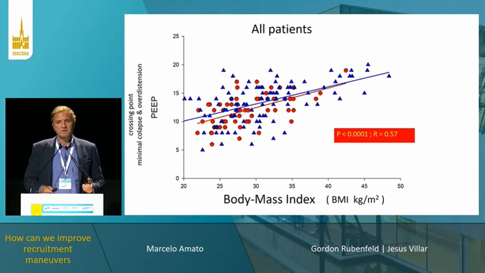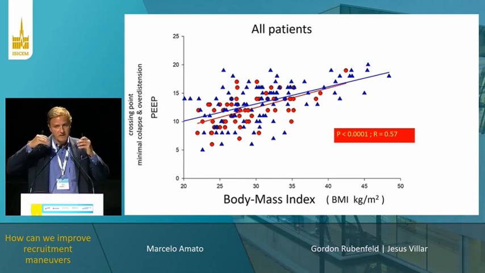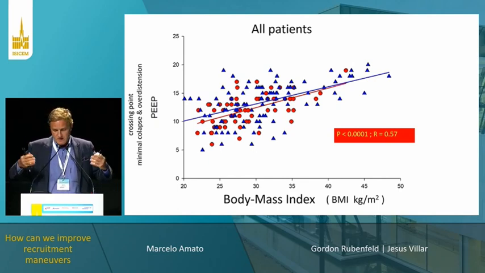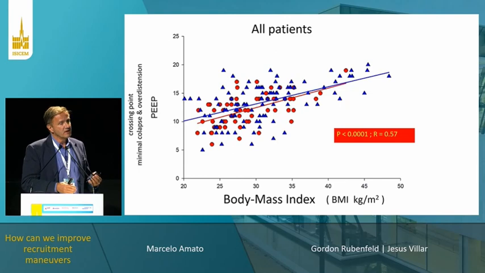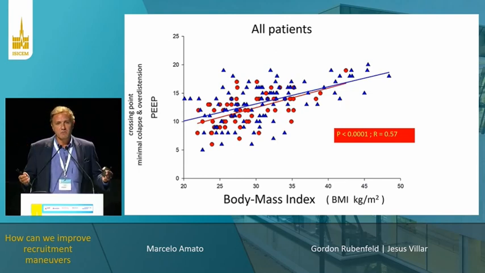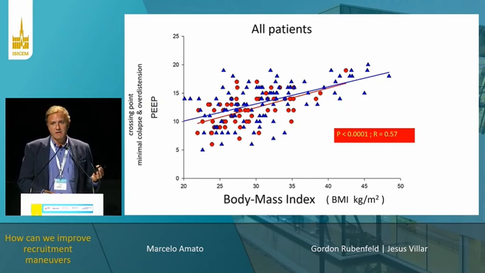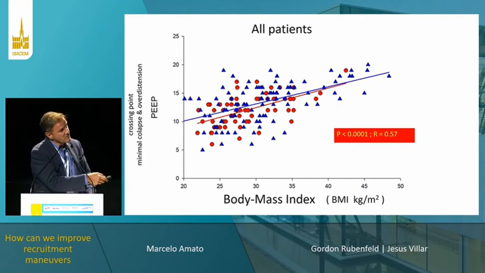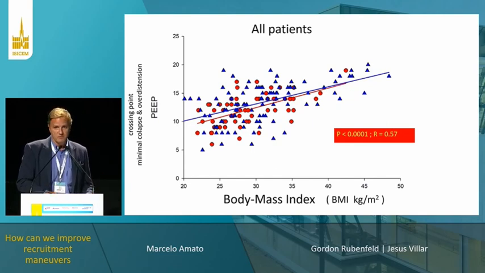I was very surprised about this result, because this means something that I never imagined before: that your need for PEEP is much more an anatomical issue, the individual shape of the thorax, than the lung weight. This was very interesting, because the lung weight is responsible for a difference of 2 centimeters of water.